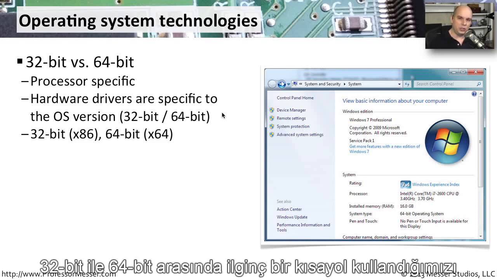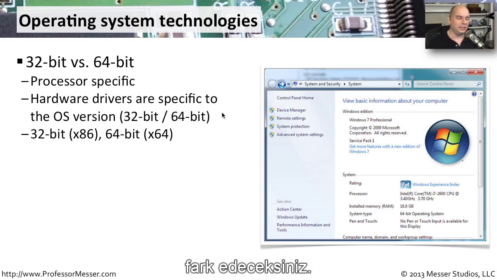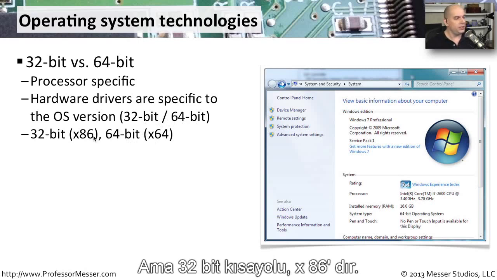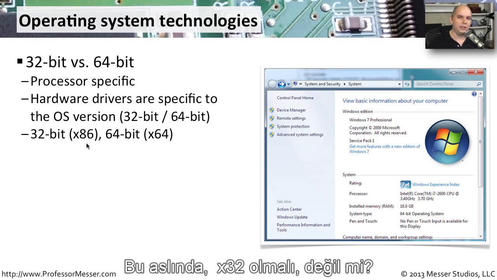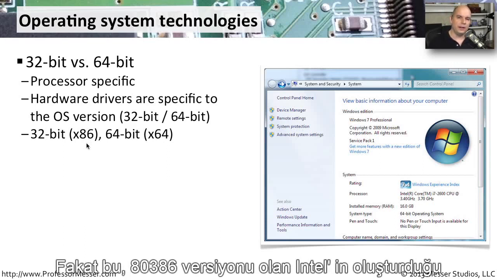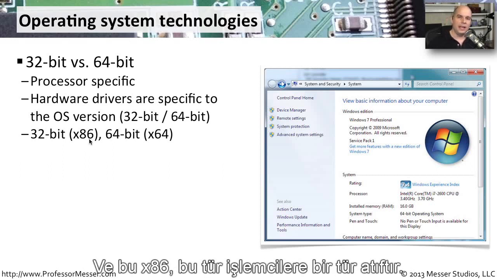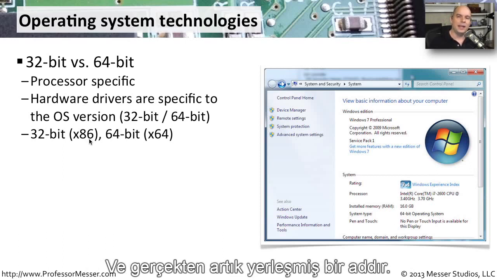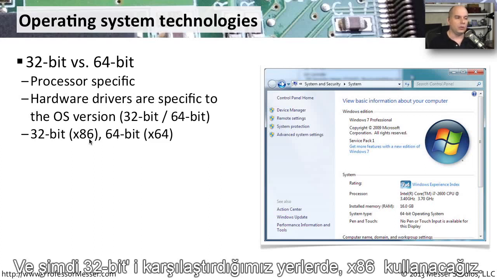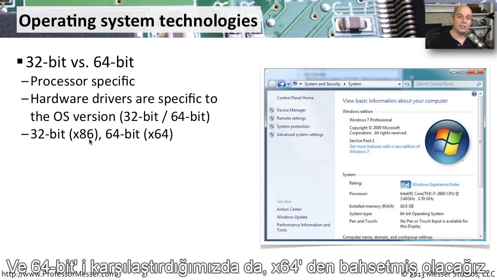You'll notice we use an interesting shortcut between 32-bit and 64-bit. The 64-bit shortcut is x64, and that makes sense, but the 32-bit shortcut is x86. It should be x32, shouldn't it? But this is really a callback to the very first 32-bit processors that Intel created, which was the 8386 versions, and x86 is referring back to those types of processors, and it's a moniker that really stuck. And now when we compare 32-bit, we'll use x86, and when we compare 64-bit, we talk about the x64.